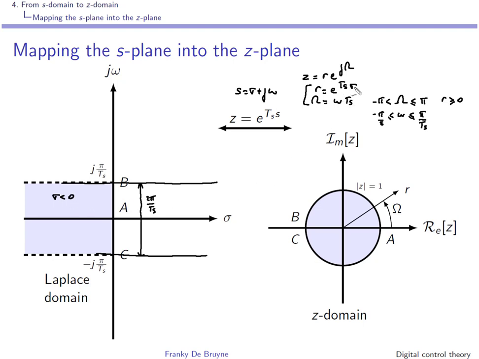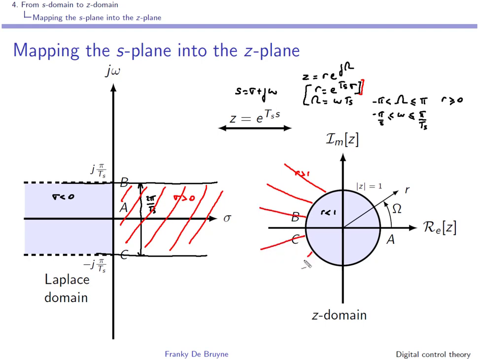Well, if sigma is smaller than 0, you can see from this relation over here that this will correspond to r smaller than 1. And this is what is indicated here in gray. This half strip to the left of the j omega axis is mapped to the inside of the unit circle. So now we can also have a look at what happens, and I'll change color here, when sigma is larger than 0. Well, you can see from the same relation that this will correspond to r larger than 1. So this half strip to the right of the j omega axis will be mapped to the region that is outside the circle modulus of z is equal to 1, right?